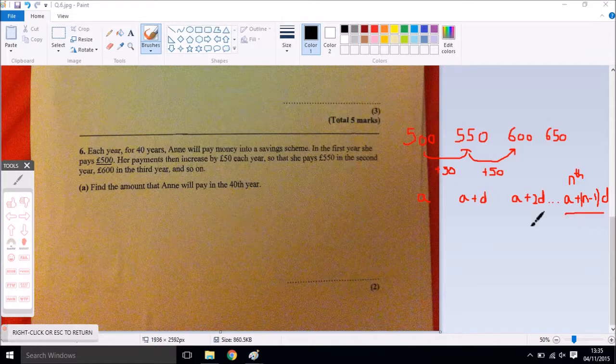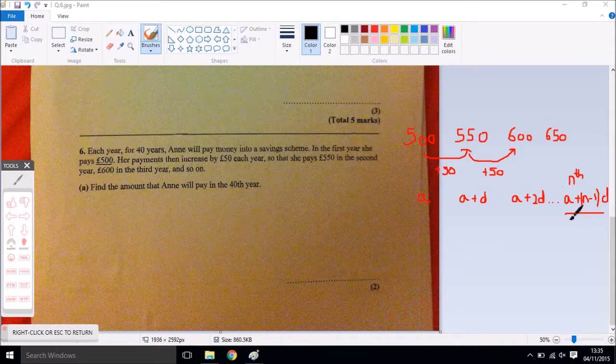Okay, so the first part says, find the amount that Anne will pay in the 40th year, right? So the 40th value is obviously the 40th term, so we just need to find whatever the 40th value is going to be. It would be impractical to keep adding 50s here. It would take you an awful long time to find what that 40th value is going to be. So that's why you use this formula. This formula allows you to find any term in the sequence.